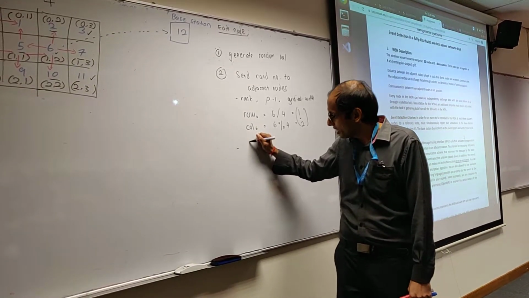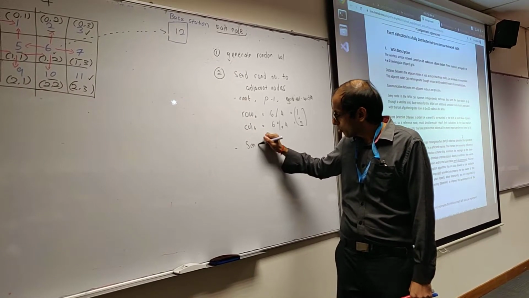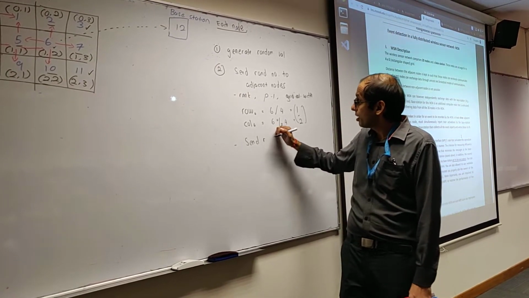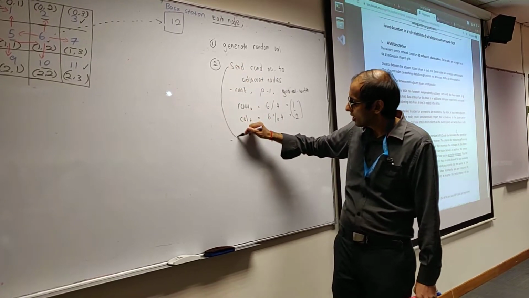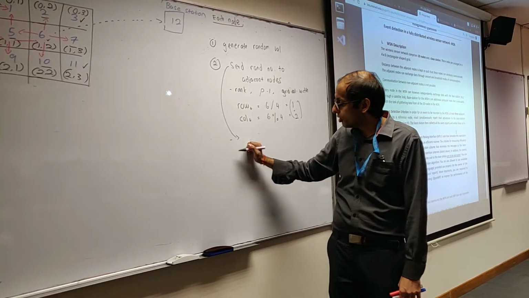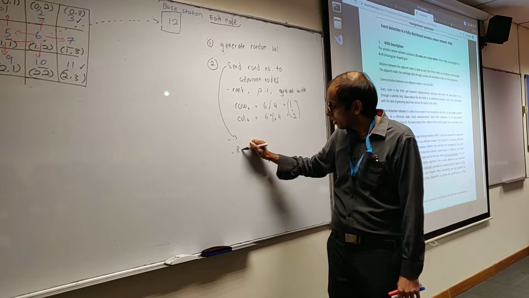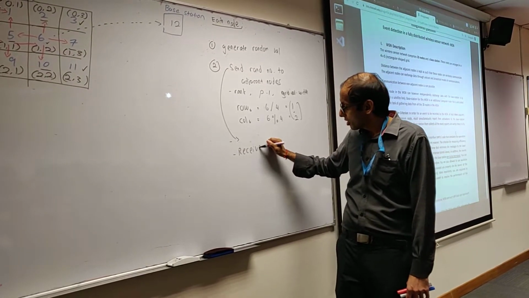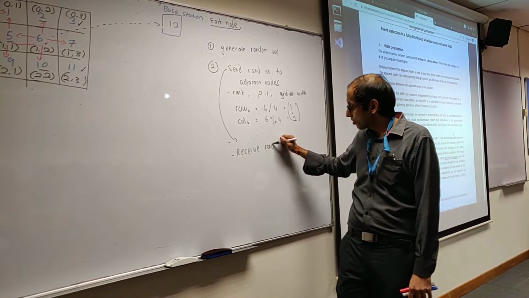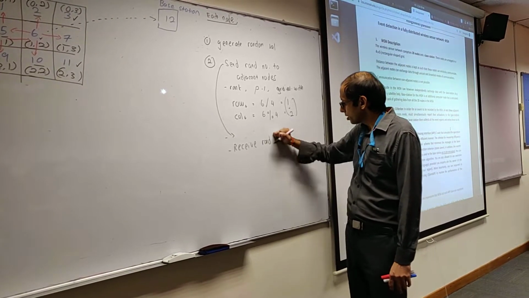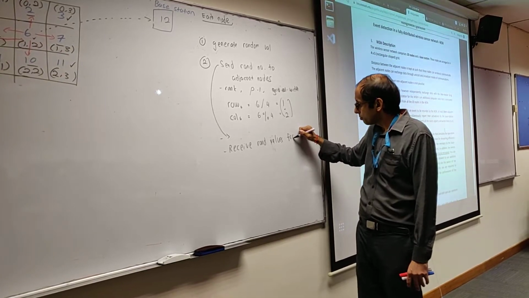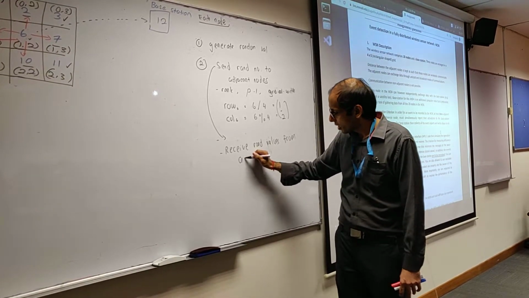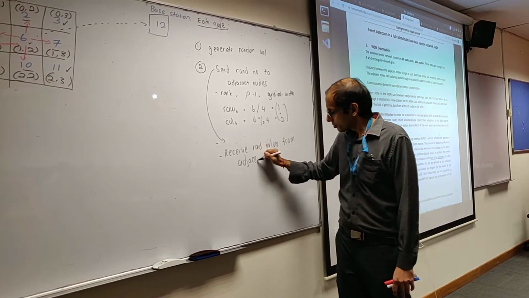Now you send the random value to all adjacent nodes. I already put it here. After you send this, then what do you do next? Then you need to receive the random values from adjacent nodes.